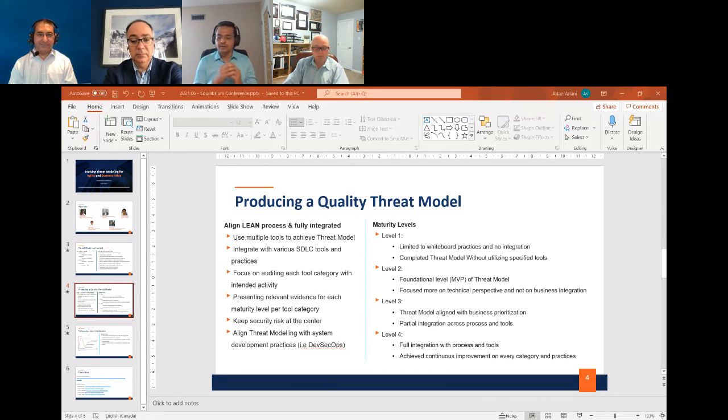So from a process management or process transformation perspective, threat modeling will have to be thought through, and it is certainly going to help us map with all these values of DevSecOps, which I just mentioned.